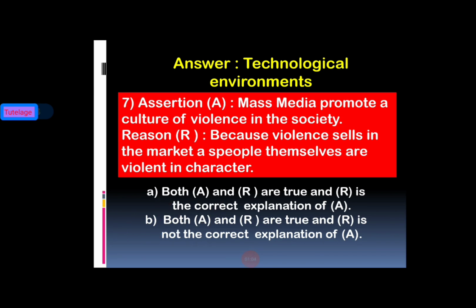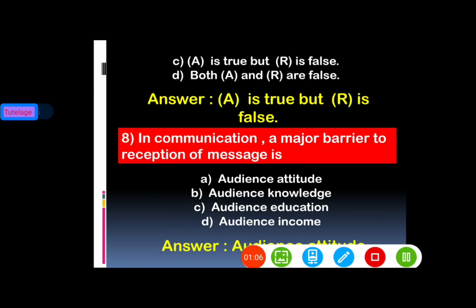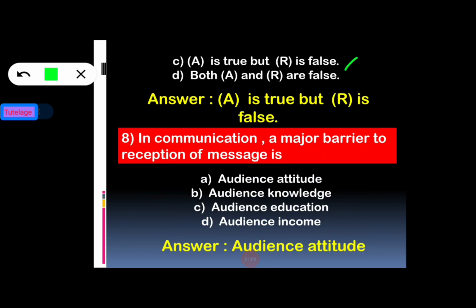Now going to the next slide, and option number C, that is assertion is true but reason is false, and the last option, that is both assertion and reason are false. So obviously the correct answer is option number C, because assertion is true but reason is false.